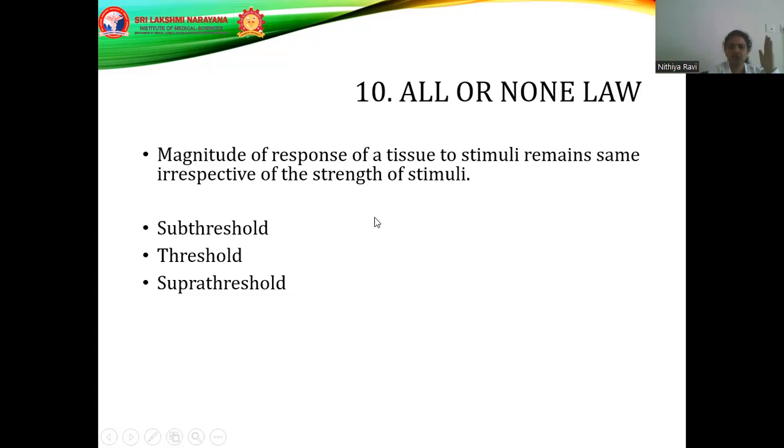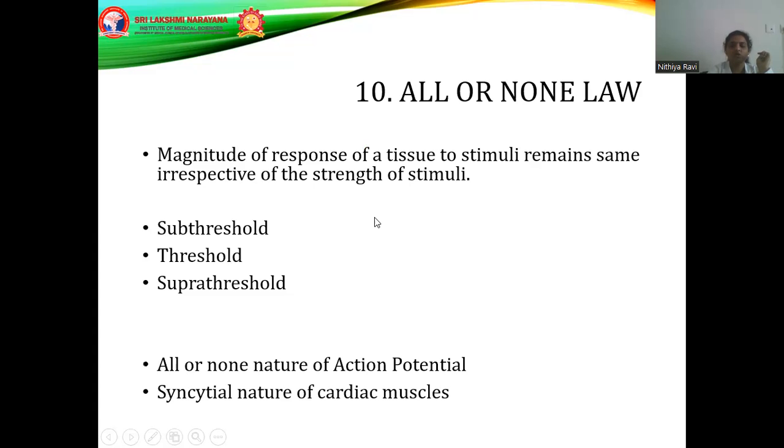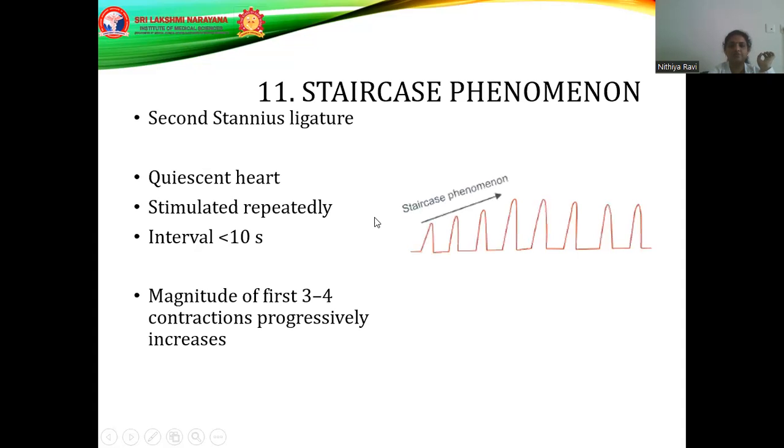Either the response is absent or the response is optimal, and which is present for both the threshold as well as the supra-threshold stimulus. So all or none law is the nature of the action potential. Okay. And this will also help in the syncytial property or the nature of the cardiac muscles, so that the atrial contraction occurs as a unit and the ventricular contraction and relaxation occurs as a separate unit.